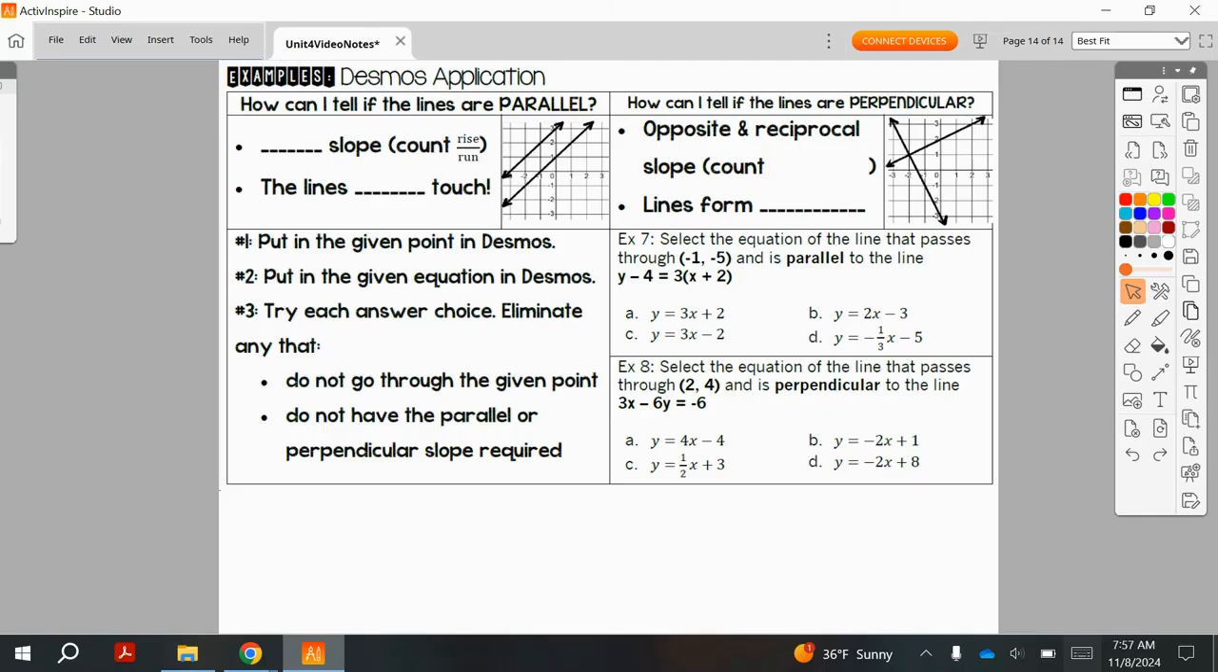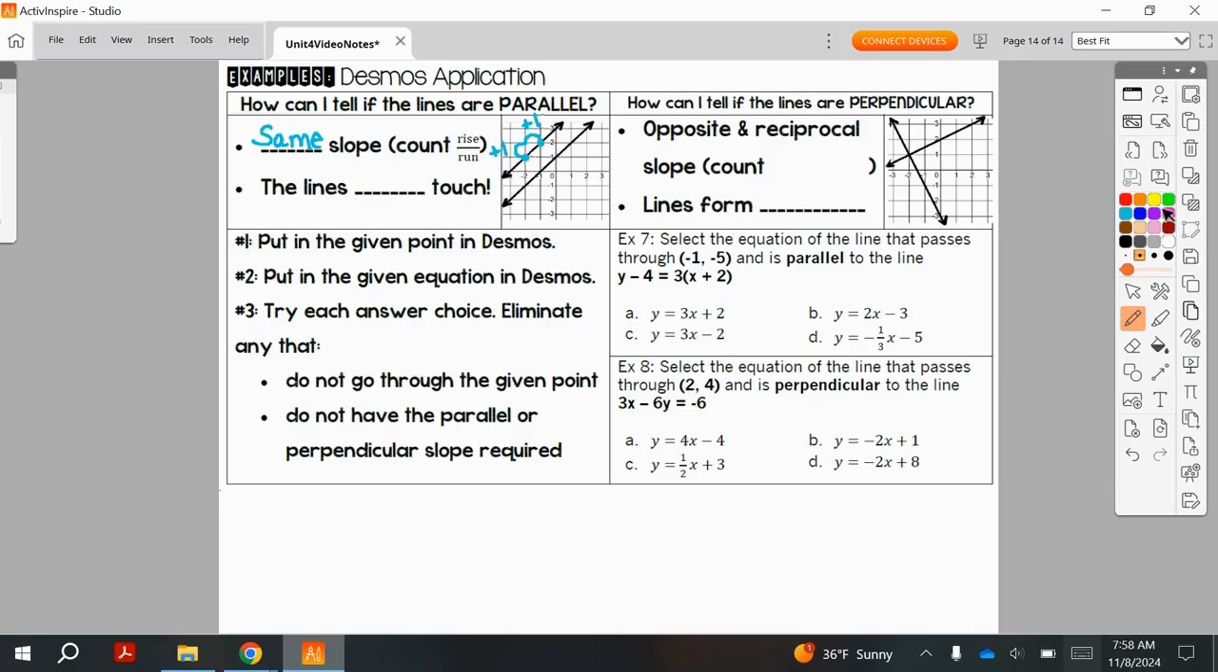Now we're going to do some examples with Desmos application. How can I tell if the lines are parallel? Remember that they have to have the same exact slope, and we can count rise over run on the graph for both lines. So I want to find 2 nice points of my top line here. These 2 will work great. And then I count how far up, which is just positive 1, and how far over, which is positive 1 since it's 1 to the right. So that slope is going to be 1 over 1, which is simply a slope of 1.